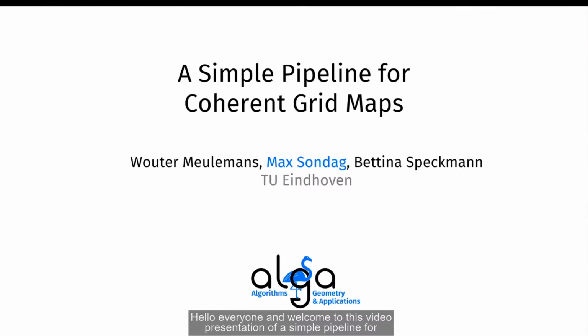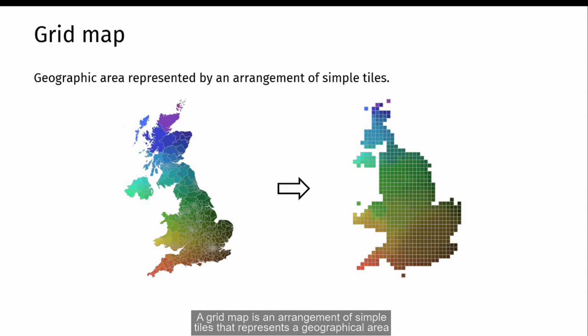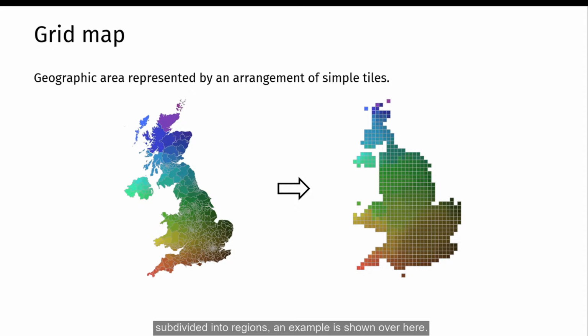Everyone, and welcome to this video presentation of a simple pipeline for coherent grid maps. To start, I'll first explain what a grid map is and what I mean by coherence before explaining how the pipeline works. A grid map is an arrangement of simple tiles that represents a geographic area subdivided into regions. An example is shown over here.